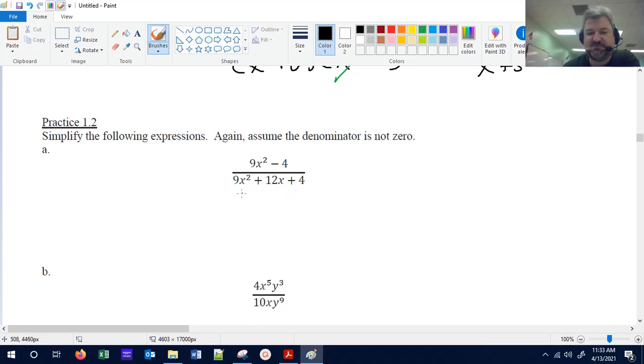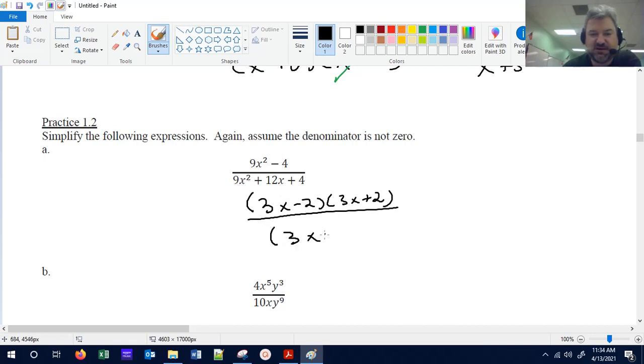All right, time to test what you did. The numerator is going to factor to 3x minus 2 and 3x plus 2. The denominator is a perfect square trinomial. It is 3x plus 2 times 3x plus 2. So I can cancel one of those, giving me 3x minus 2 over 3x plus 2. And then there's nothing else I can do.